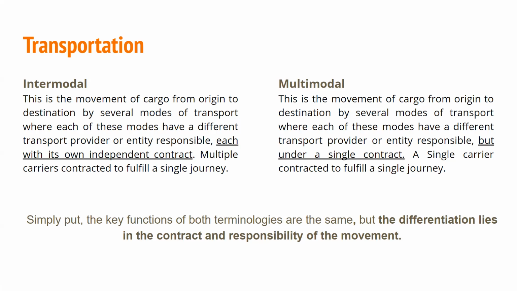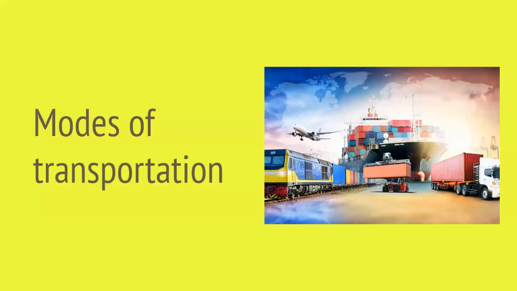So main difference, multiple carriers contracted to fulfill a single journey in intermodal, multimodal, single carrier contracted to do the entire journey. All right, you're okay with that? So let's get into the modes of transportation now. So we said there's air, we said there's rail, we said there's truck or road, right?